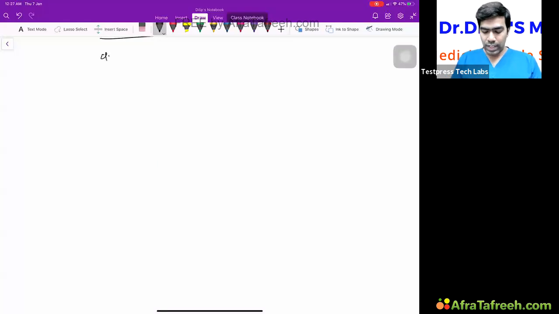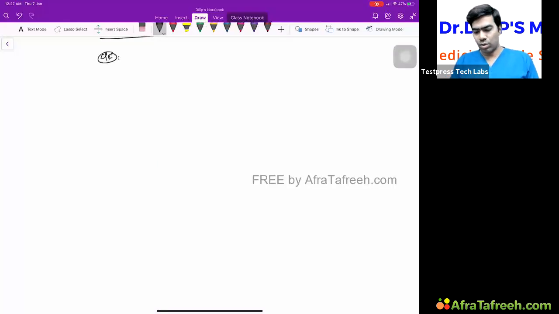And when you come to the clinical features, most of the patients will be asymptomatic. If they become symptomatic, it means it's an advanced stage. Usually, if they develop symptoms, it means the patient has an advanced stage of disease. That's all.